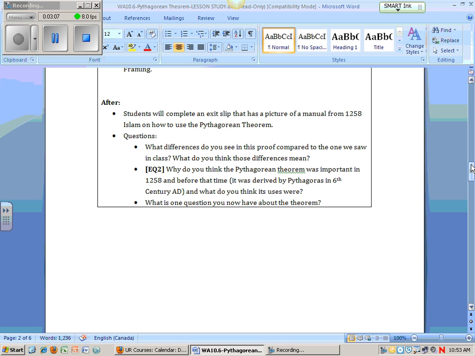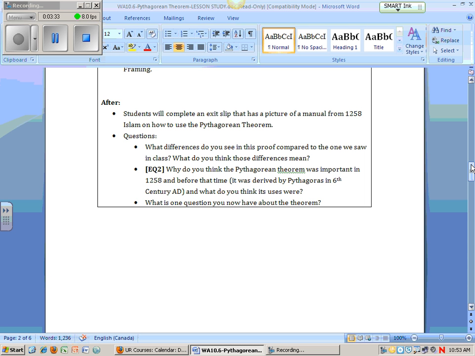So after that example's been done, and students have guided me through how they wanted to complete that question, before they left, we would have them complete an exit slip that has a picture of a manual from 1258 Islam on how to use the Pythagorean theorem. So this is a very unique piece and proof of a theorem from Islam.